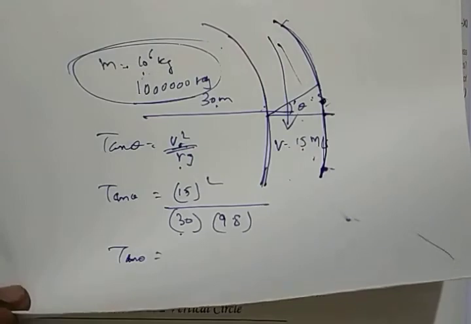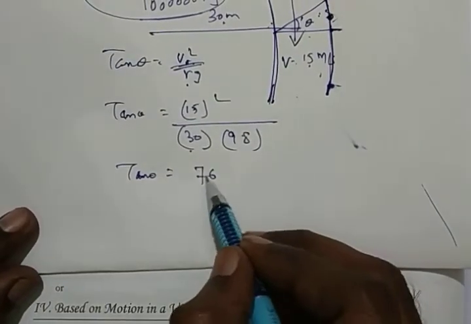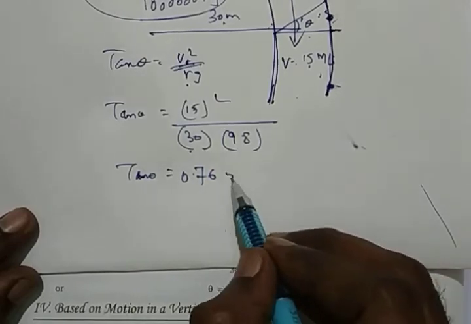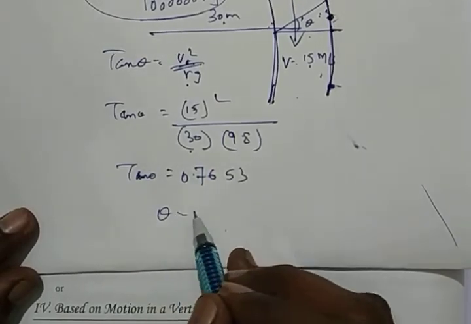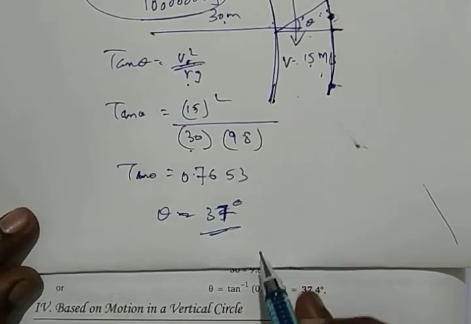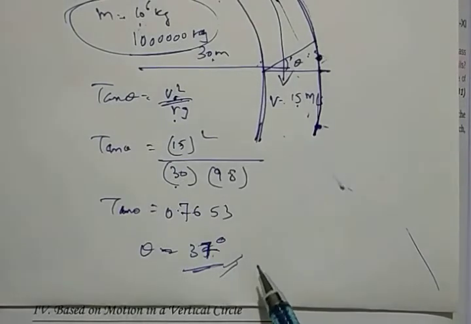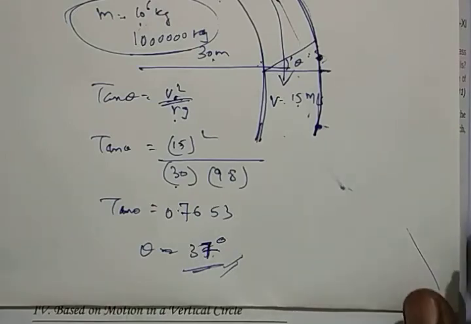Alright, so here the answer is given as 0.7653. I'm just writing it from the book. So theta is going to be equal to 37 degrees. That's the angle of banking. It's quite a big banking. Good banking is there. So that is the thing. With this, the question gets over. All the example questions I have done.